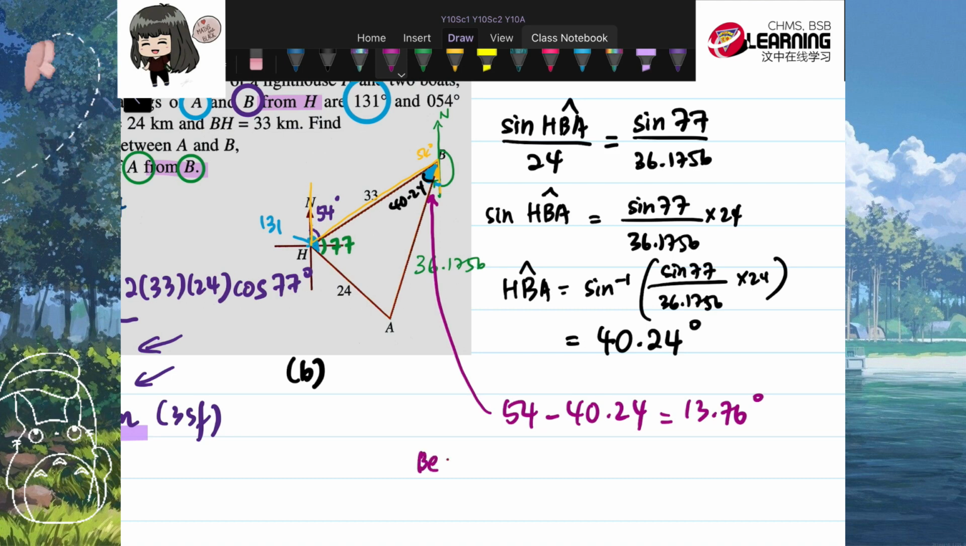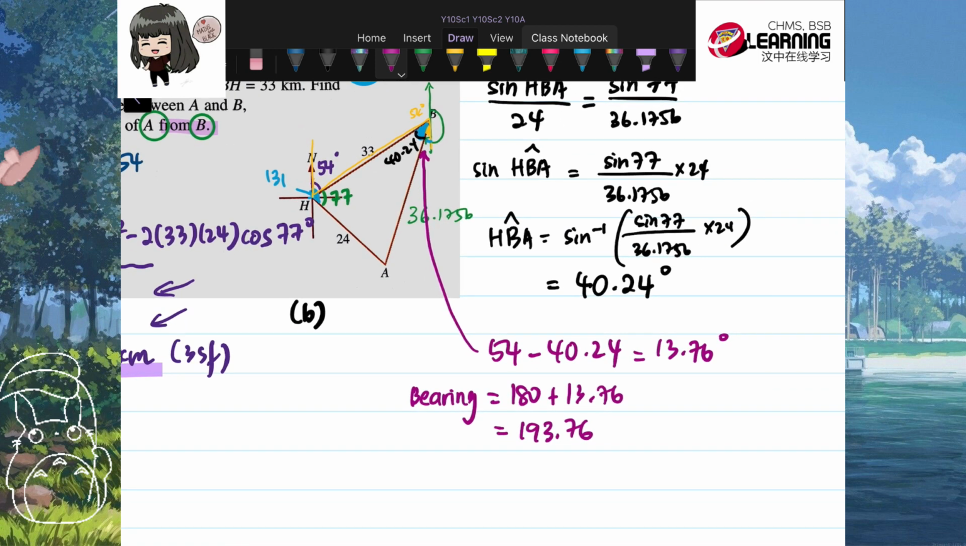So the bearing is 180 plus this 13.76, which is 193.76. For an angle, you need one decimal place, so 193.8 degrees.